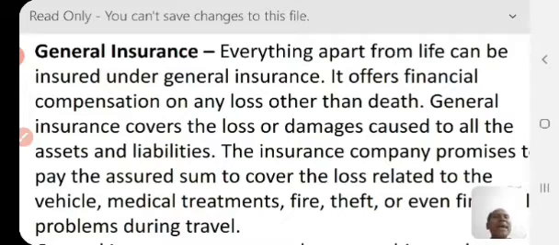It offers financial compensation on any loss other than death. It covers other than death. General insurance covers the loss or damages caused to all the assets and liabilities.